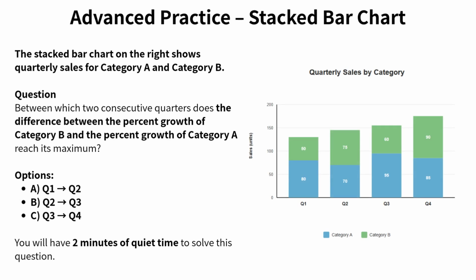This is the advanced practice question. Now look at the stacked bar chart showing quarterly sales for Category A and Category B. Your task is to compare their percent growth between consecutive quarters, and decide where the difference between the two growth rates is the greatest. Here are the options.